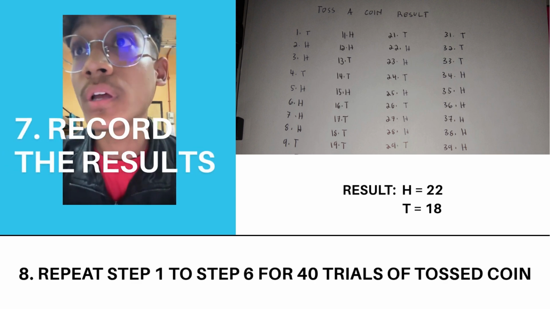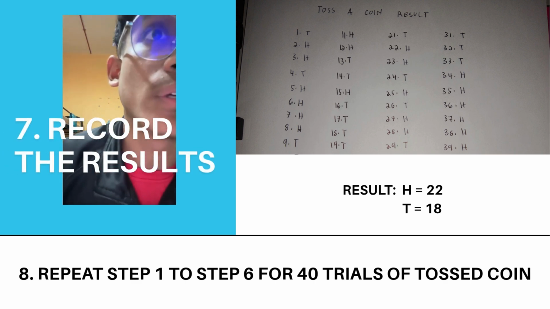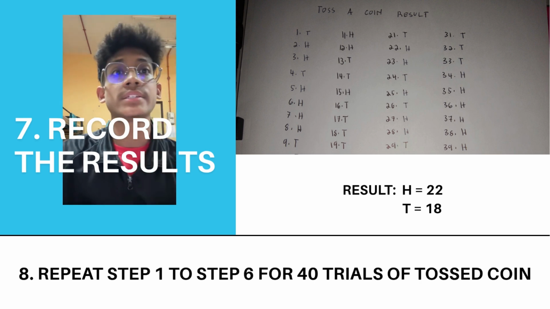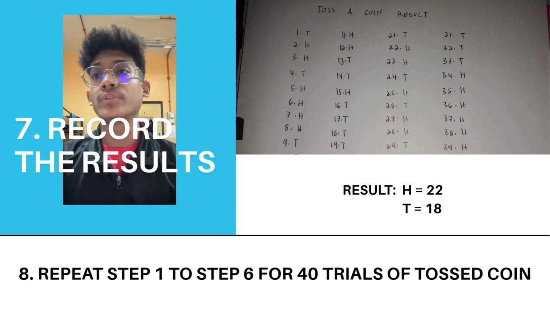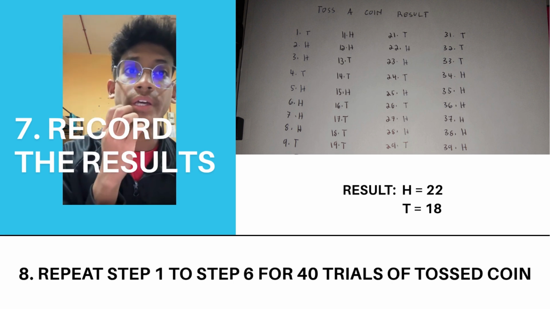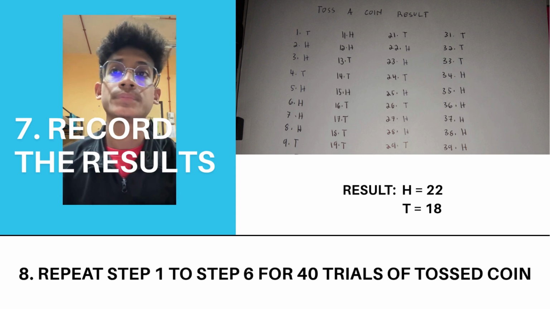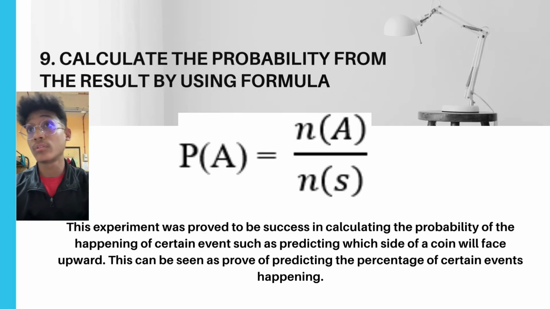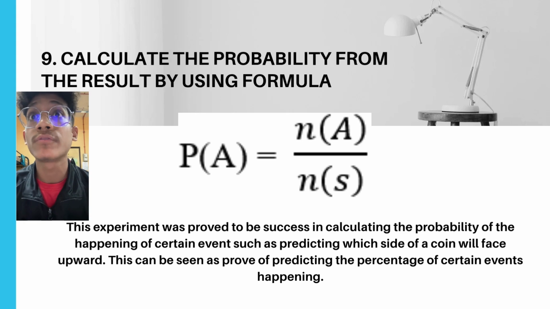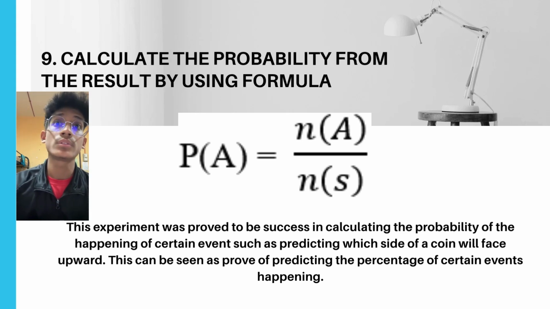Number 7, record the result. Result: heads we got 22 times and tails 80 times. Number 8, repeat step 1 to step 6 for 40 trials of the coin toss. Number 9, calculate the probability from the result by using the formula P(A) equals n(A) over n(S).